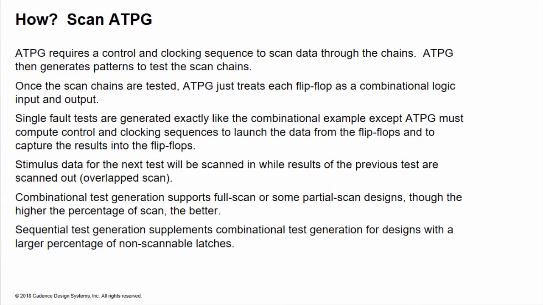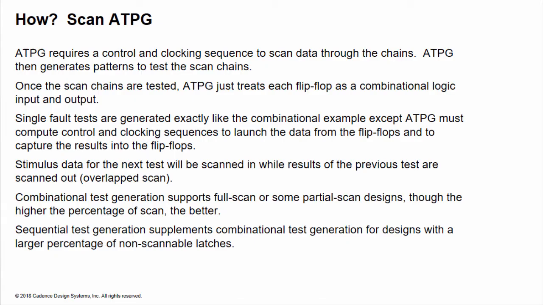To use scan, we have to give the test pattern generator the correct control and clocking sequences at the chip primary inputs to perform a scan. It then generates a few patterns to verify that the scan chains themselves work. These few patterns will actually pick up several percent of the total faults in a typical chip.